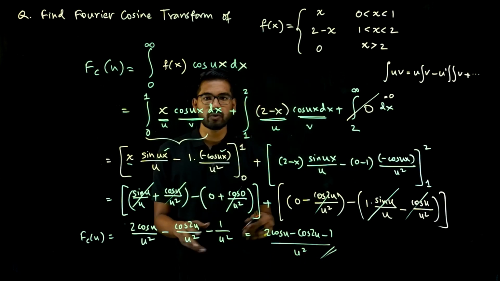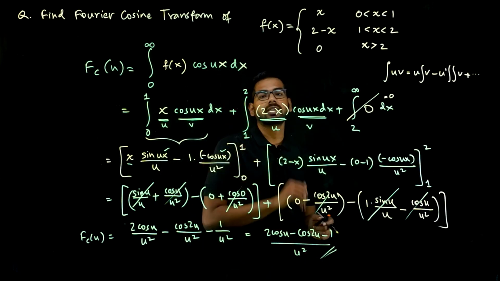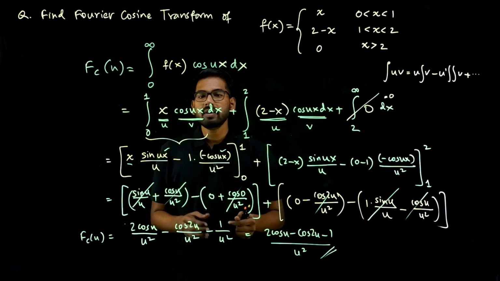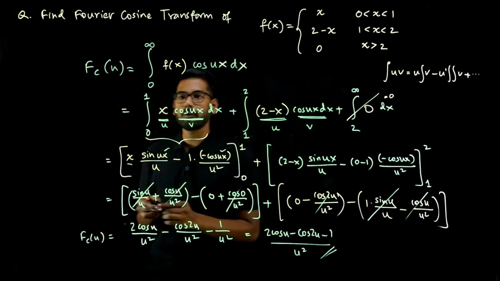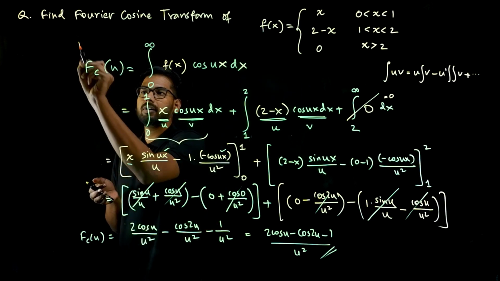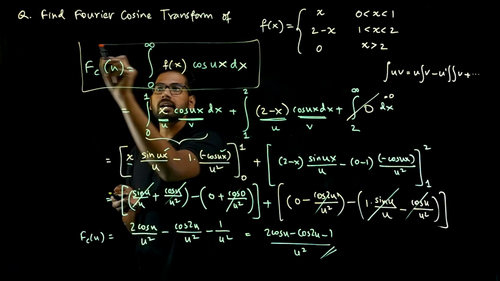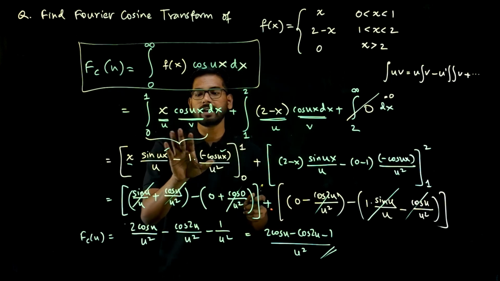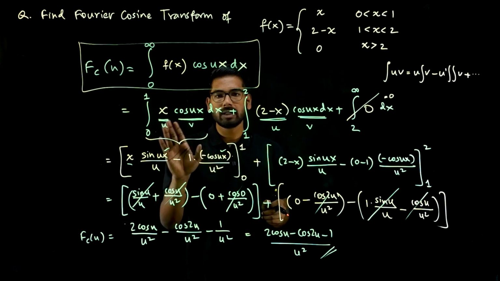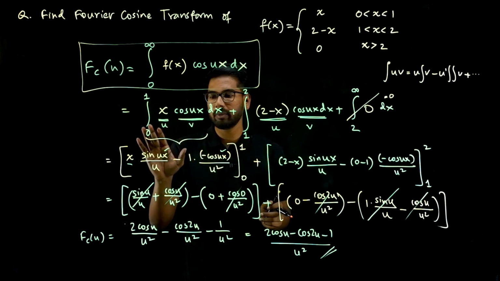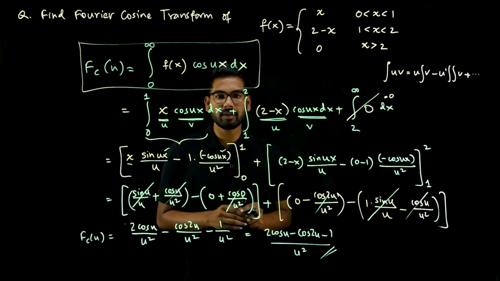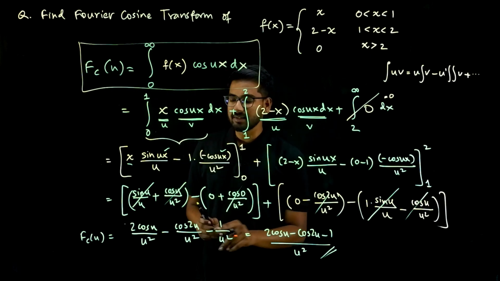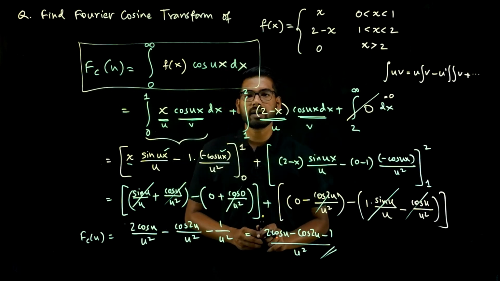So this is the Fourier cosine transform of this function f of x, which is split into 3 intervals. What you need to do is remember the formula. The formula for the Fourier cosine transform is Fc of u equal to the integration from 0 to infinity of the given function f of x times cos ux dx. You should be able to integrate uv, a product of 2 functions. You need to be able to evaluate limits of integrals, and then whatever remains is the answer, which will be in terms of u and does not contain x.